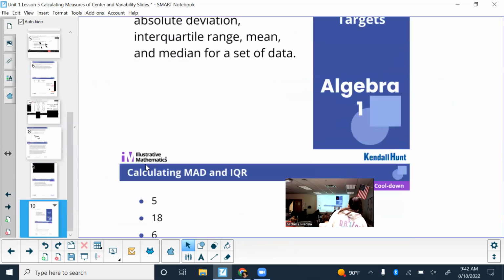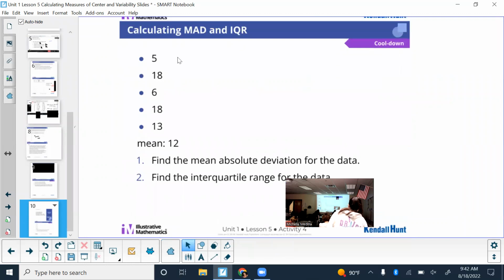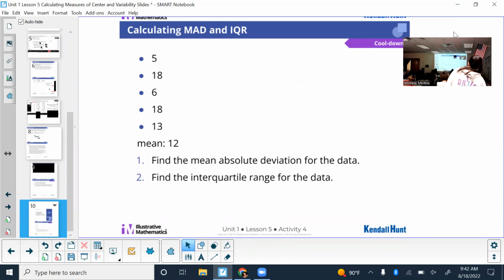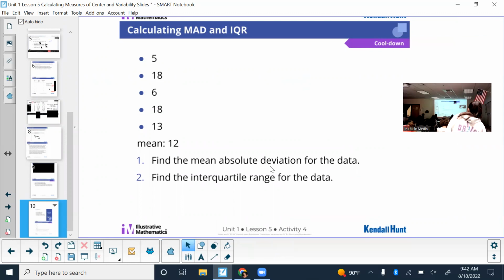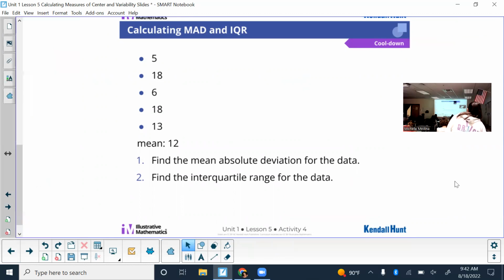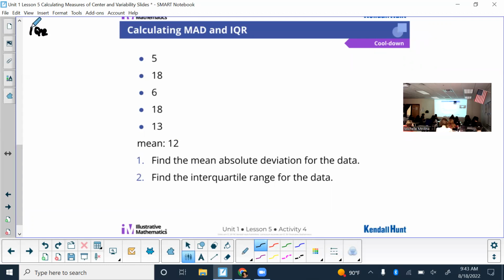All right, then for the cool down, you have a different set of data, and now you have to find the MAD, the mean absolute deviation, and the IQR. I think that IQR is easier, so let's start with that one. What's the formula for IQR? Good. If you didn't know that, make sure it's written on your paper somewhere. There's somewhere on there that says how to find IQR or interquartile range.